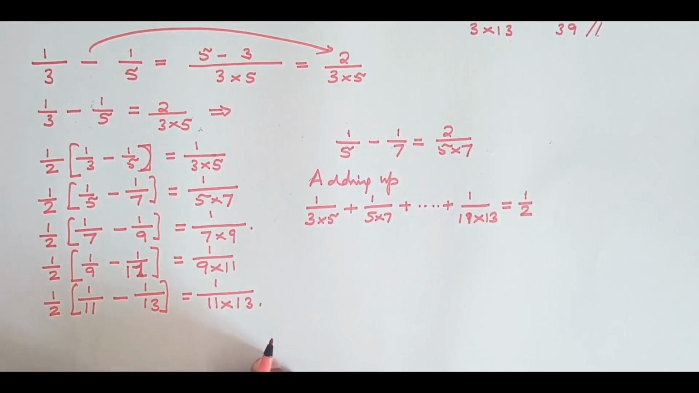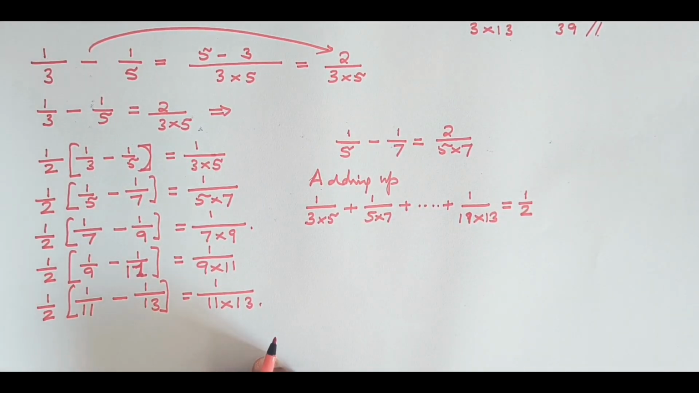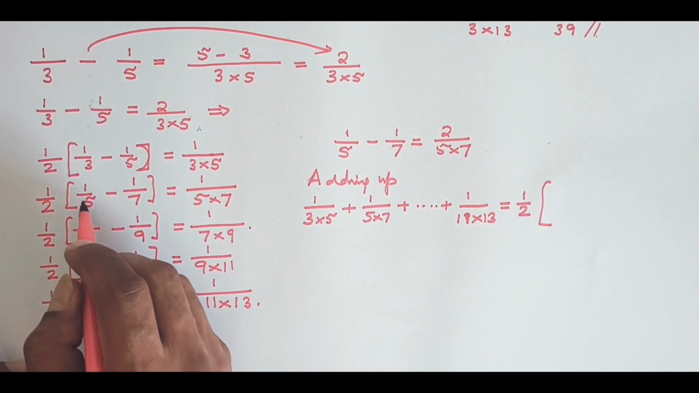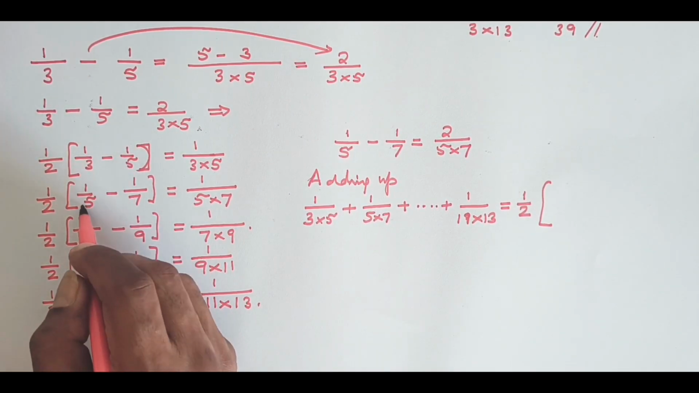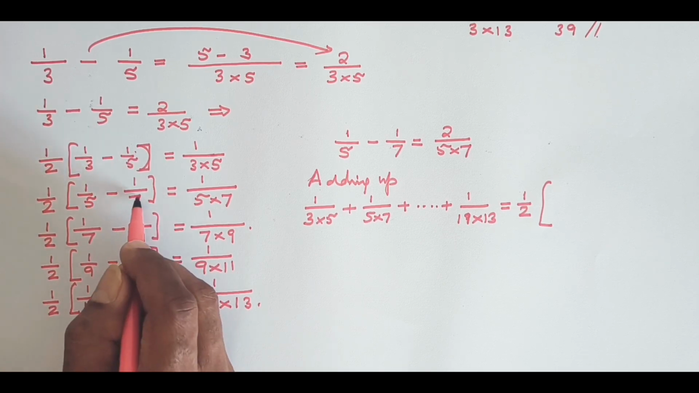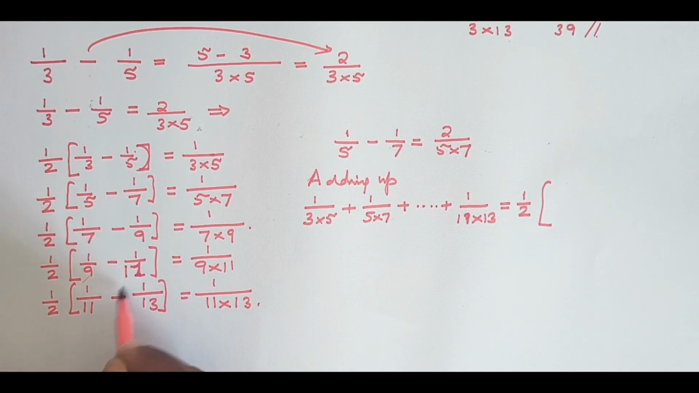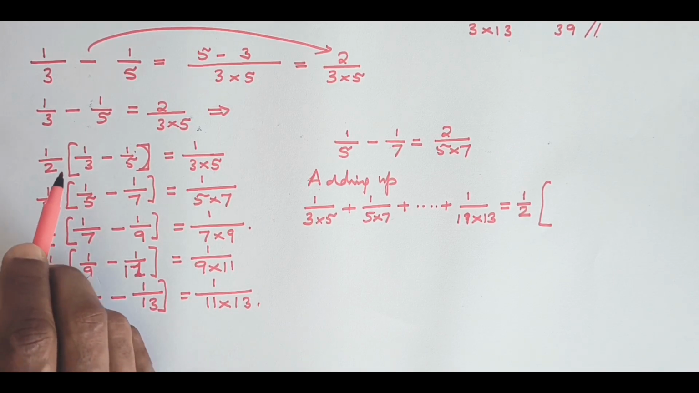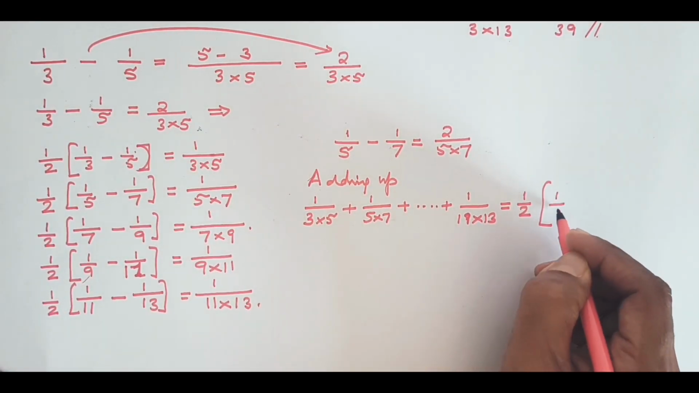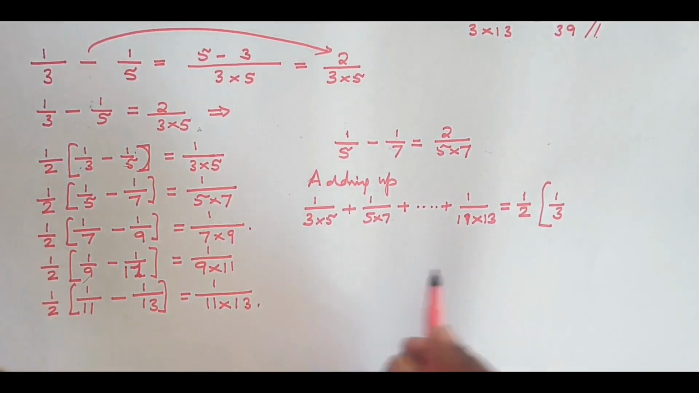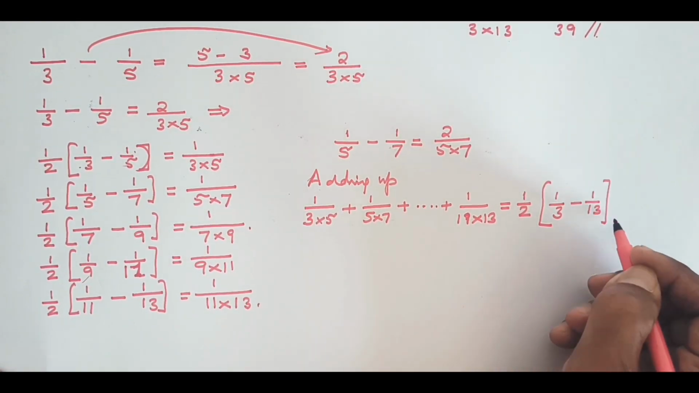You can see 1 by 2 being common in all the terms on the left side. Inside, see, there will be many cancellations. Minus 1 over 5 plus 1 over 5. Minus 1 over 7 plus 1 over 7. These two will cancel out. These two, these two, these two. So you are left with 1 over 3, the first term of this splitting, minus the last term. Everything else got cancelled out.